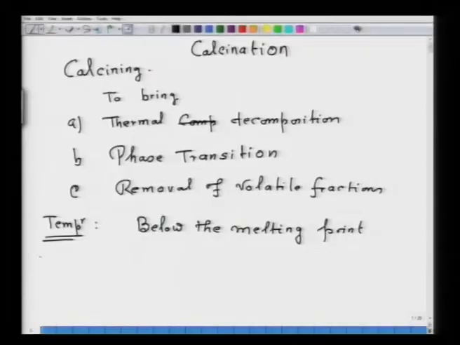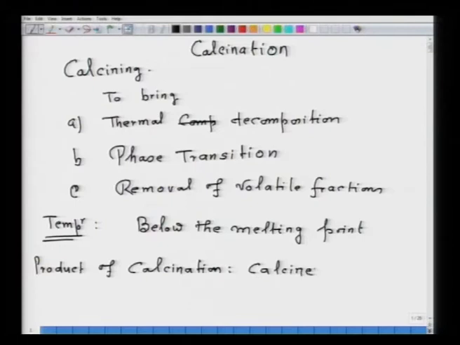However, if there is a volatile component like CO2 or H2O, they will be leaving the system. Product of calcination is sometimes called calcin. Now, the furnaces which are used, they are called rotary kiln. Very commonly rotary kiln is employed.